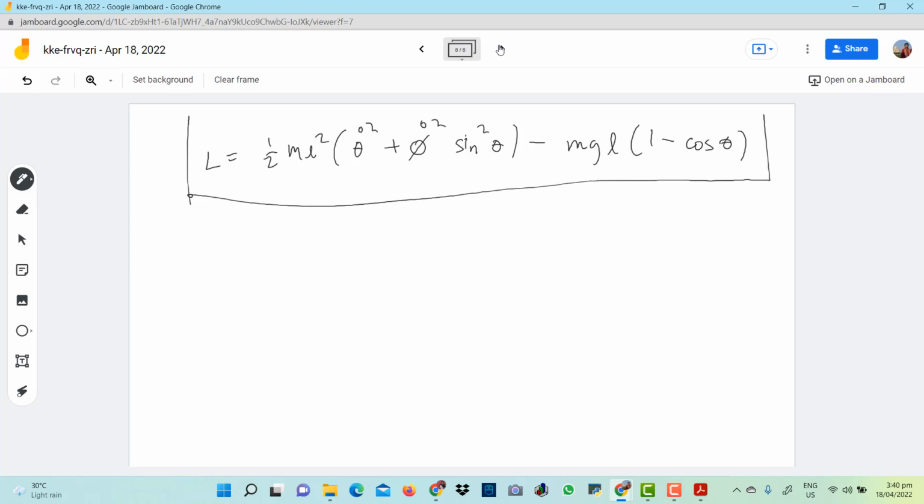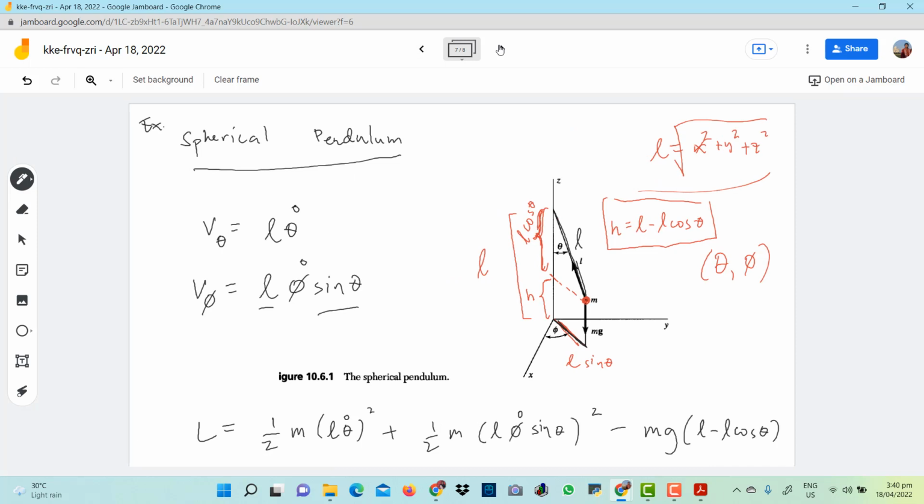Okay, that's the Lagrangian. I want you to derive this one using another method. If you don't know what v theta and v phi are, it's easy. If it moves in rotational motion, then it always has angular velocities theta dot and phi dot. So you can solve for the linear velocity with respect to theta and with respect to phi.